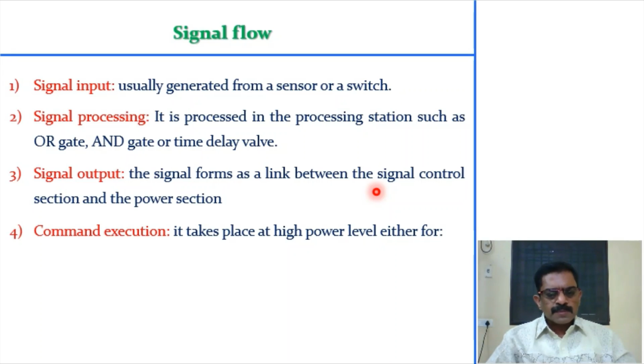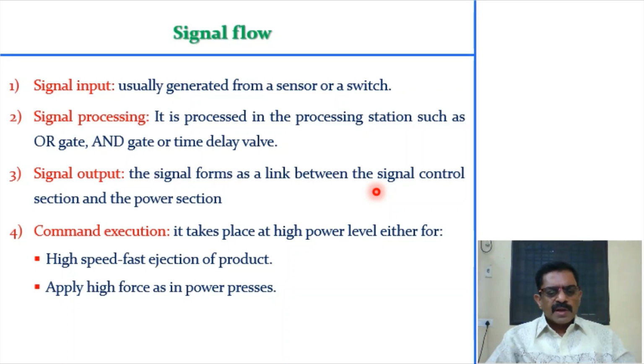Command execution takes place at a high power level, either for high speed fast ejection of product, or it can apply high force as in power presses. Power presses also require high force. So command execution can be done in these two ways: fast ejection of product, or high force as in power presses. Depending on the application, you have to choose command execution, so your command should be suitable for your application.